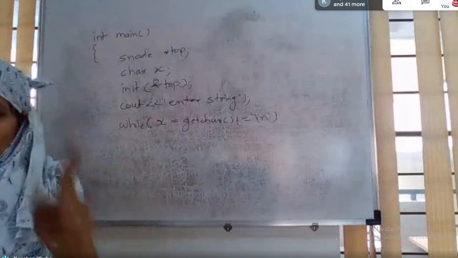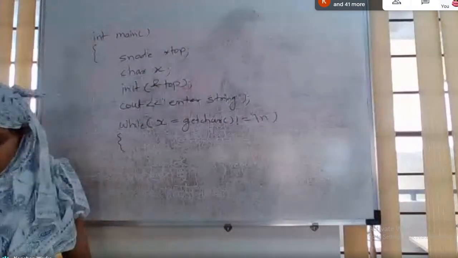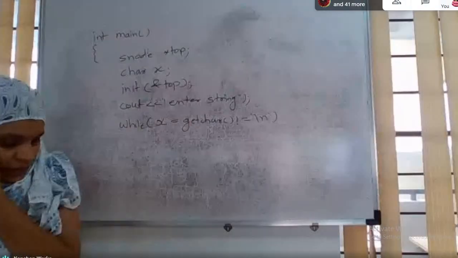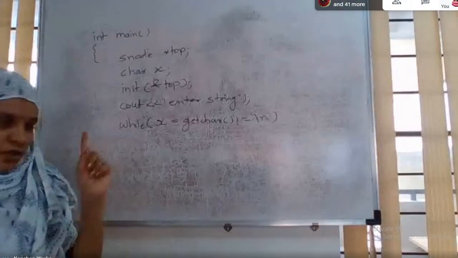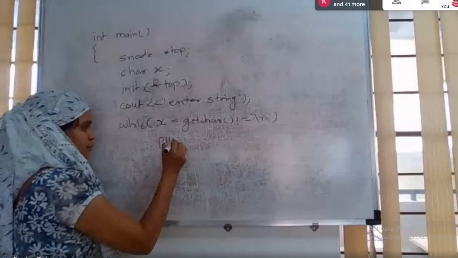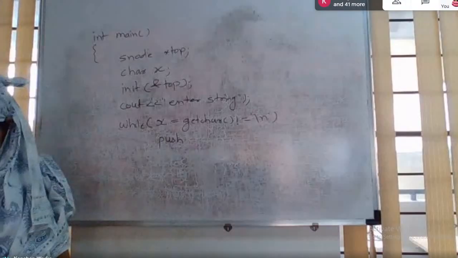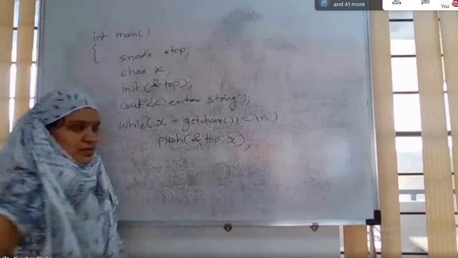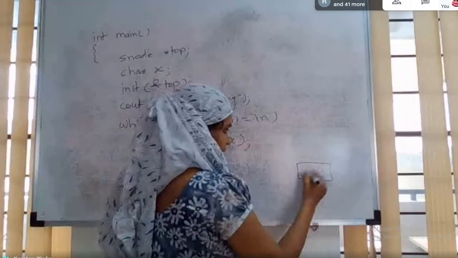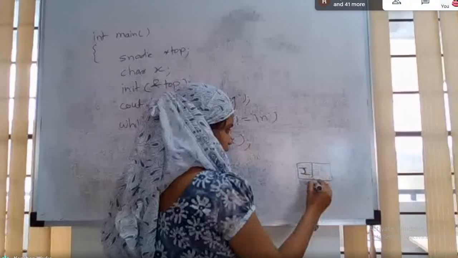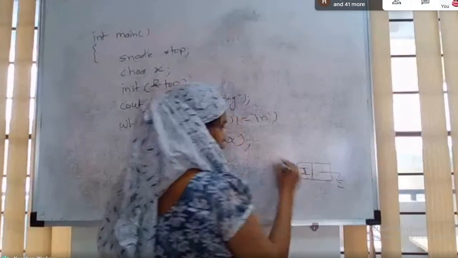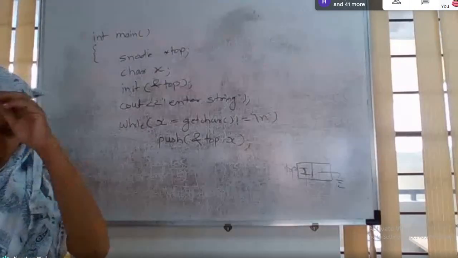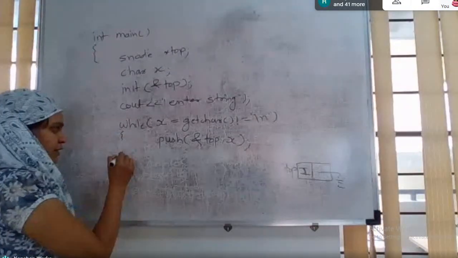The first character is I. So what will happen? The operation will be performed on that I. What do I have to do? I have to push that I on the stack. So what will I do? Push. I will call the push function, push top comma x. So the first node will get created with the value I and top will point here. This will keep running repeatedly.